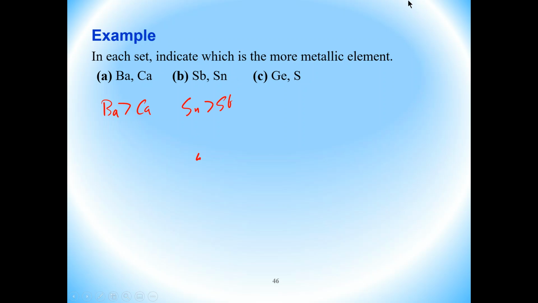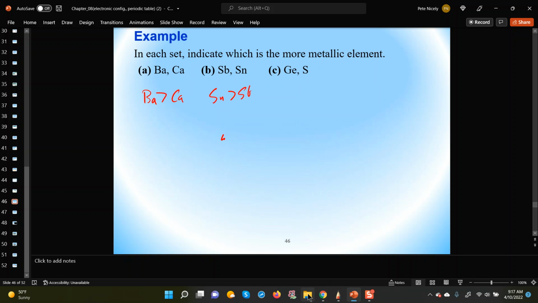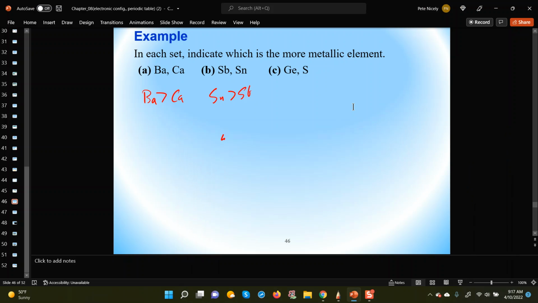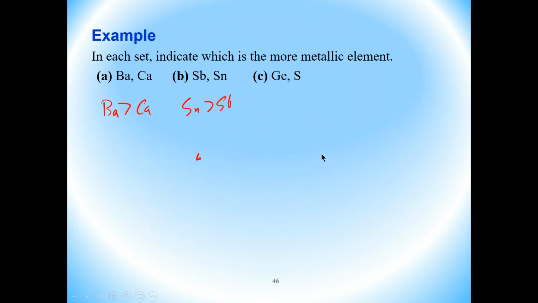And then the last one, germanium and sulfur. Again, we have to go to the periodic table and look at the relative positions of germanium, which is here, and sulfur, which is here. Sulfur is above germanium and to the right, which tells me that germanium would be the more metallic element. So in the case of C, germanium would be more metallic than sulfur, all right? So that basically is how we answer this question.